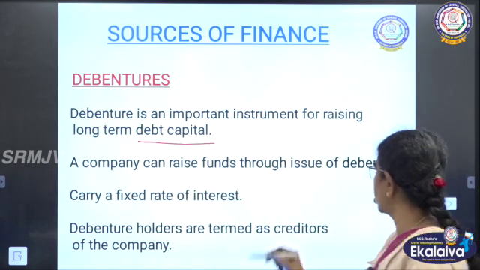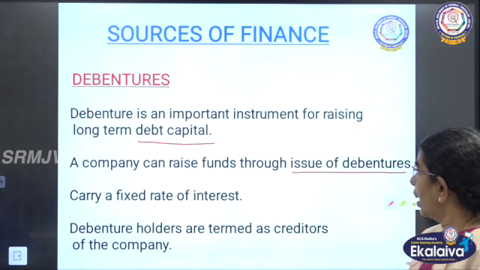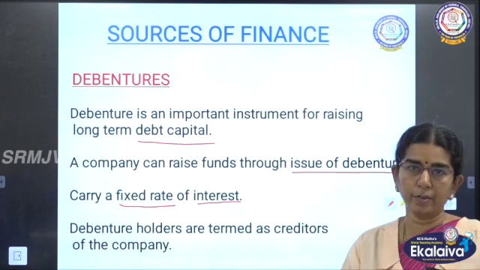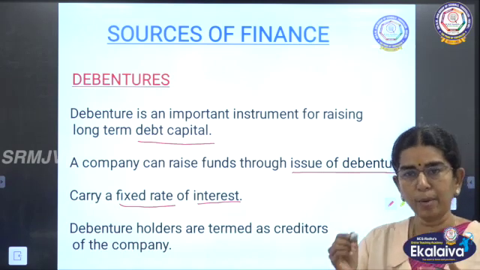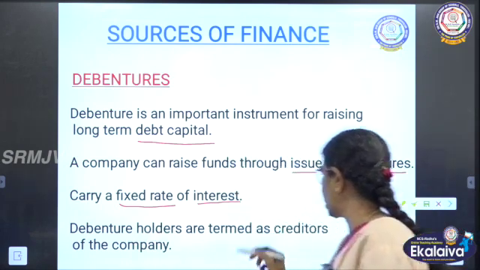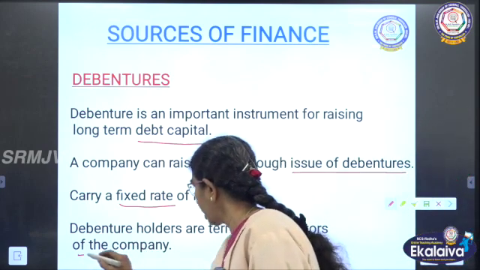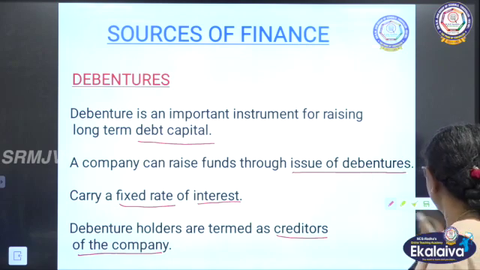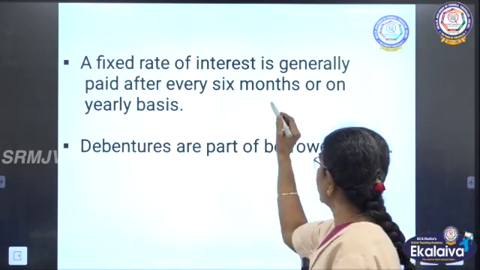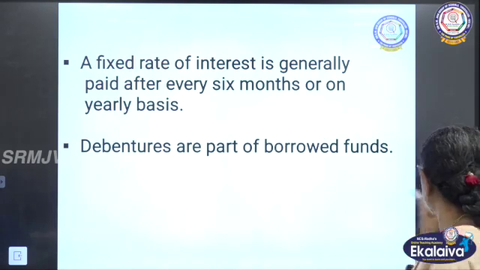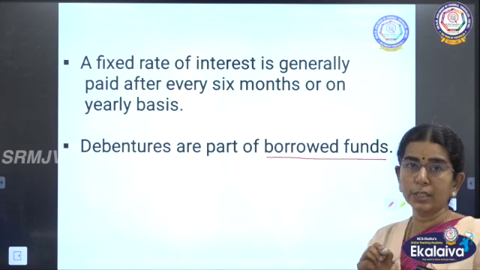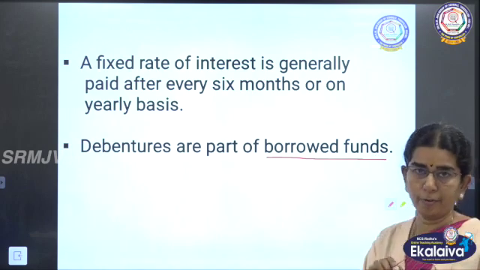So, a company can raise funds through issue of debentures also, and it carries a fixed rate of interest. These debenture holders have to be paid a fixed rate of interest irrespective of profit or losses. Even if the company incurs losses, these debenture holders have to be paid a fixed rate of interest. They are not the owners of the company like the shareholders. A fixed rate of interest is generally paid every 6 months or on yearly basis, and these debentures are part of borrowed funds. It is not the owner's fund like equity share capital, it is a part of borrowed funds.